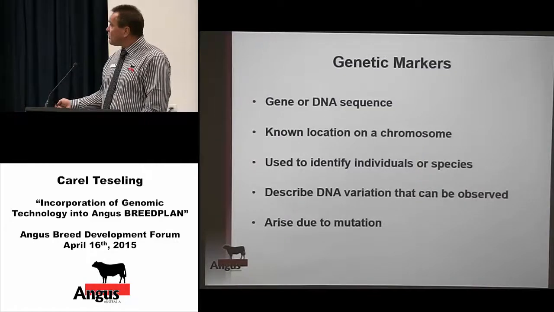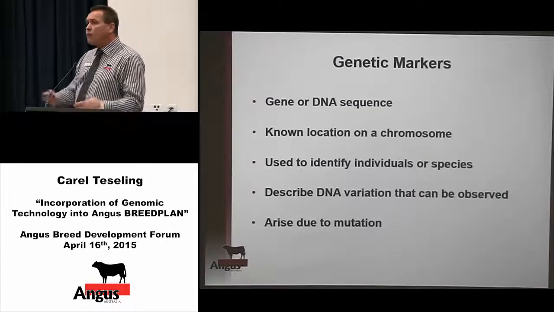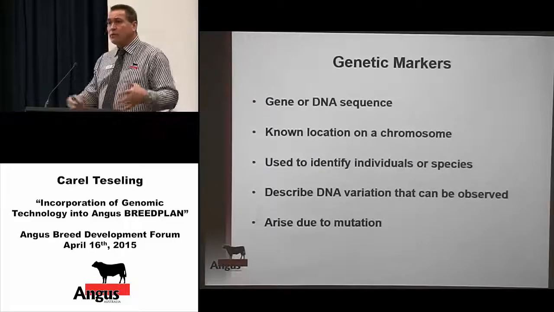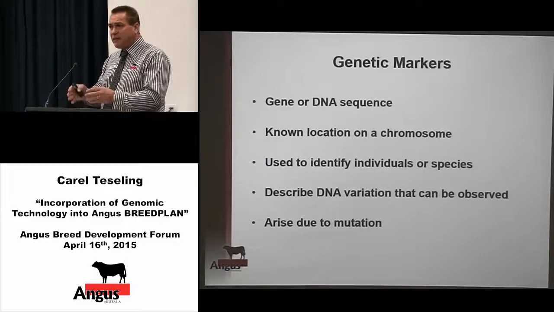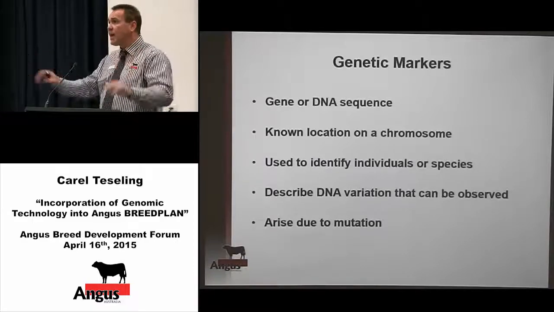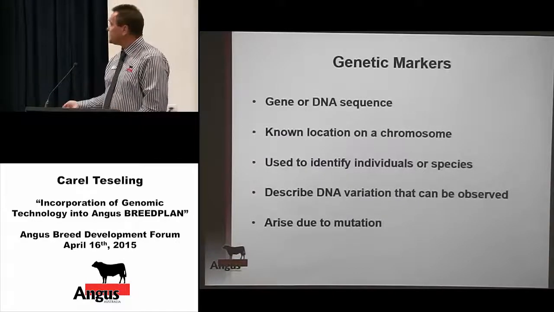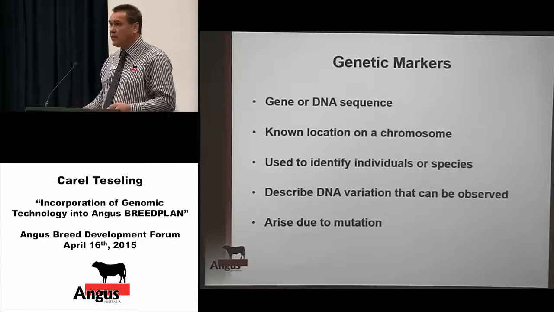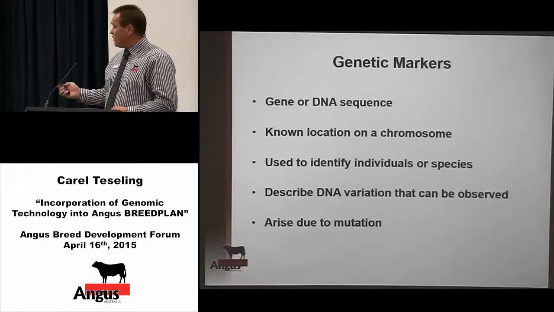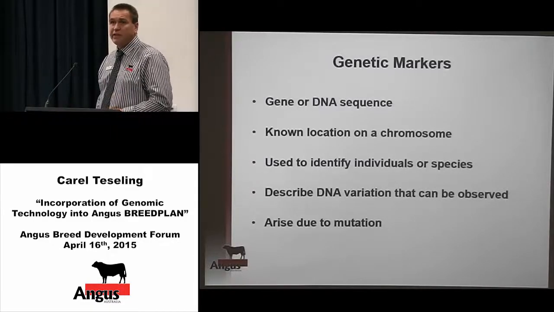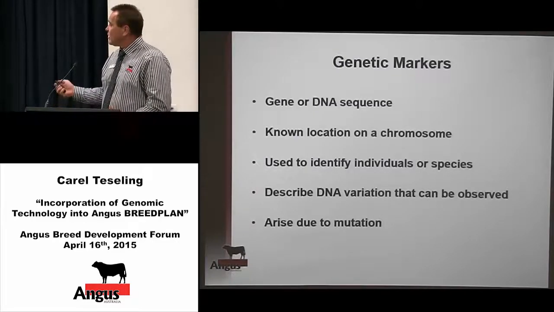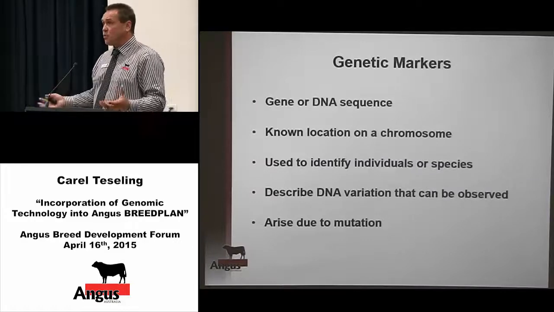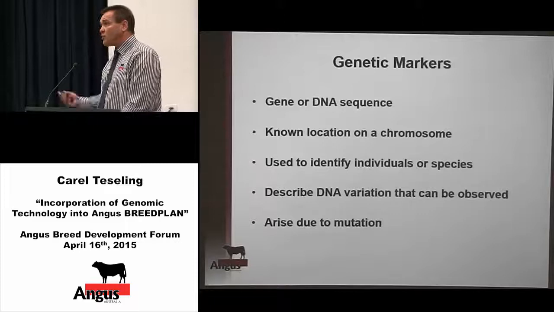They describe DNA variation that we can normally see. Hopefully, if a marker is a good marker, it will show us the genetic variation, which is then displayed as a phenotypic or visual difference in the animals. Normally this variation occurs due to mutations. So you see that there's a change in the DNA, and especially again, if we look at NH, all of a sudden we have a problem and we try to find out where the problem is.